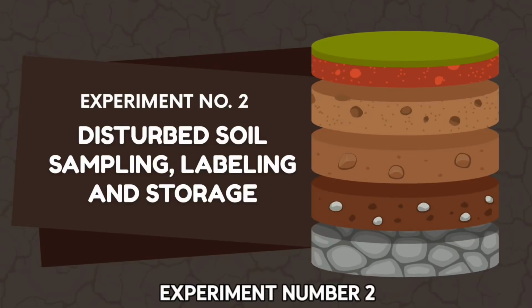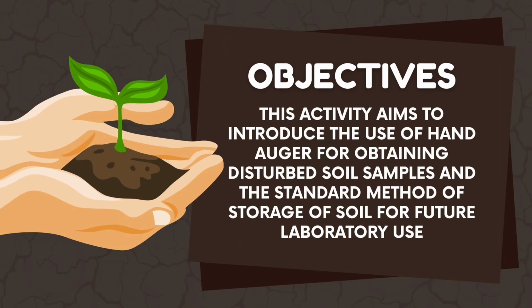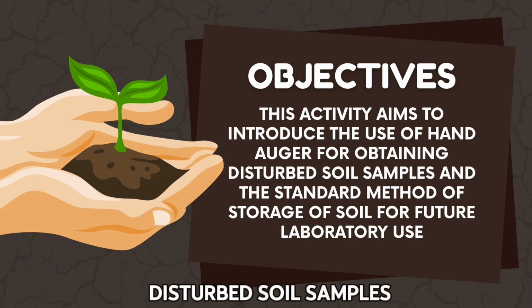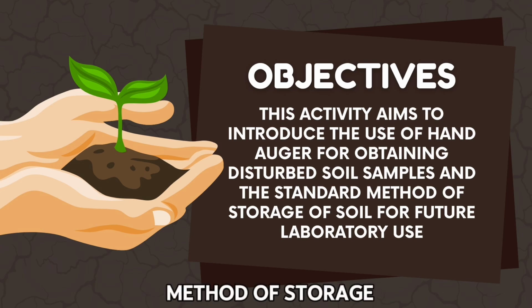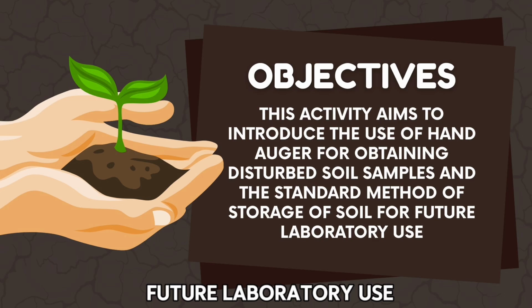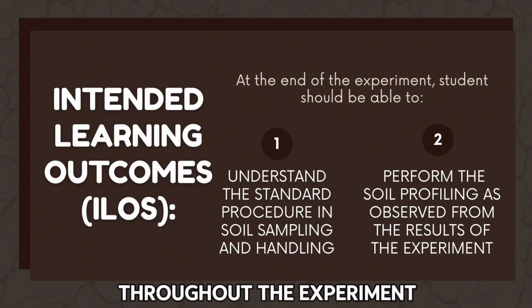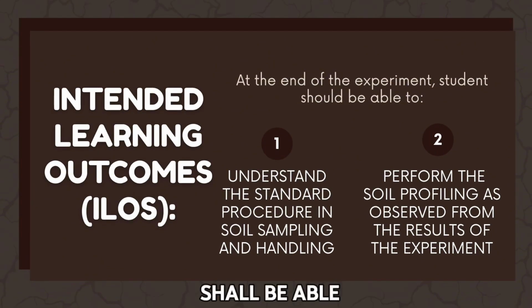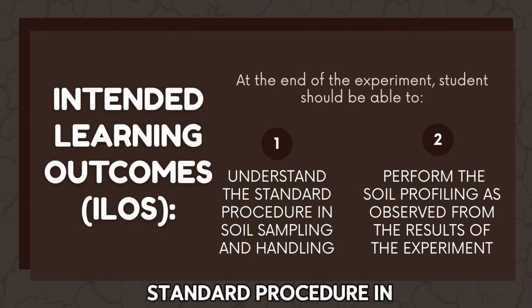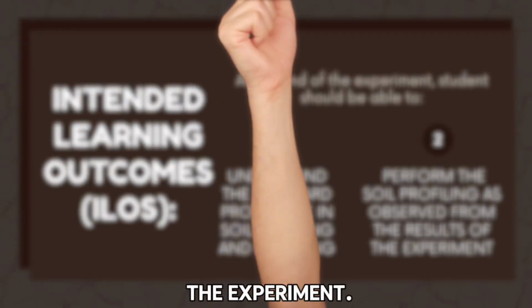Experiment number 2. Disturbed soil sampling, labeling, and storage. This activity aims to introduce the use of a hand auger for obtaining disturbed soil samples and the standard method of storage of soil for future laboratory use. Throughout the experiment, the students shall be able to understand the standard procedure in soil sampling and handling and perform the soil profiling as observed from the results of the experiment.